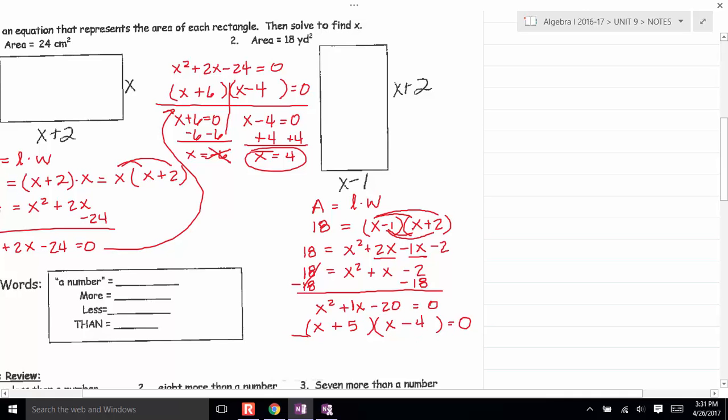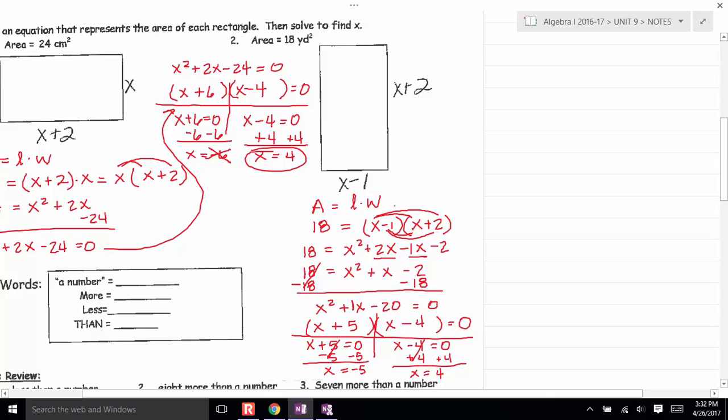Okay. And then we're going to set each of these factors equal to 0. X plus 5 equals 0, and then x minus 4 equals 0. Okay. For the first one, we would subtract 5 on each side, and then we end up with x equals negative 5. For the next one, we would add 4 on each side, and x is equal to positive 4.